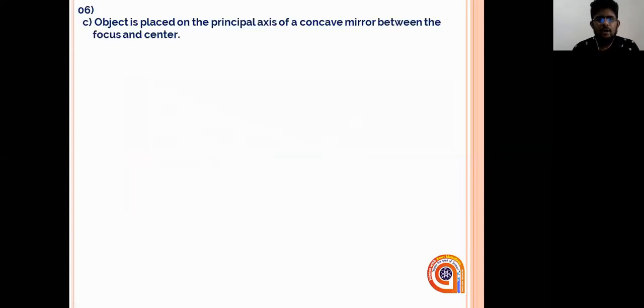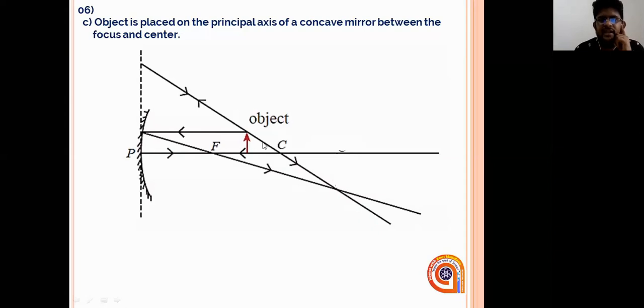So the next one I'm going to take: object is placed on the principal axis of a concave mirror between the focus and the center. You see now, the object is kept between F and C. Between F and C, when we keep this object, there will be a light ray moving parallel to the principal axis. It will be reflecting back along the focal point. And another ray I'm taking from the center of curvature, which will be reflecting back. So both, you can see, are meeting at one point.